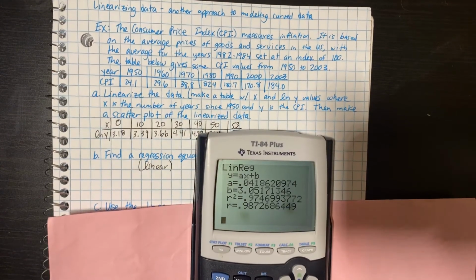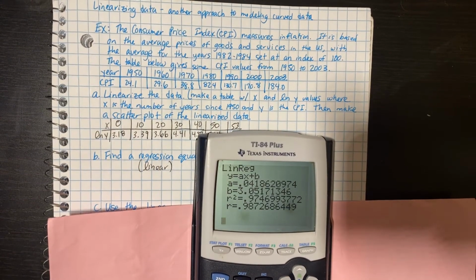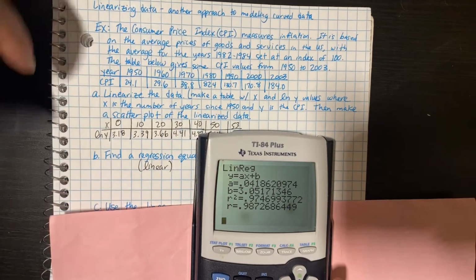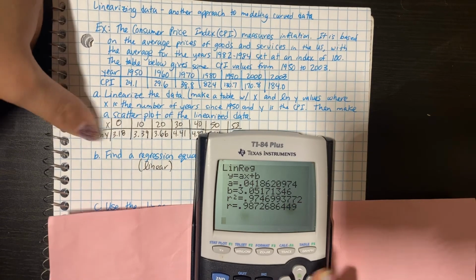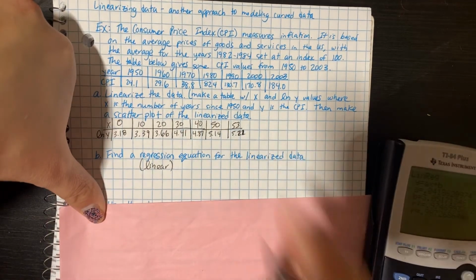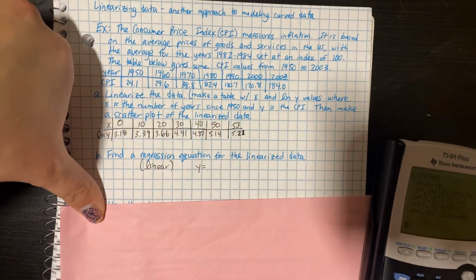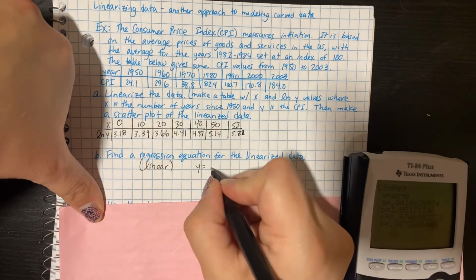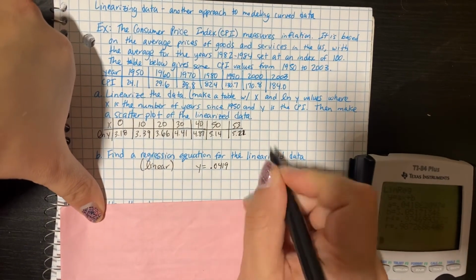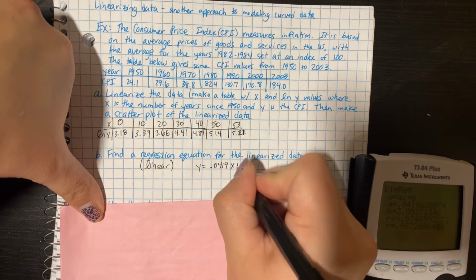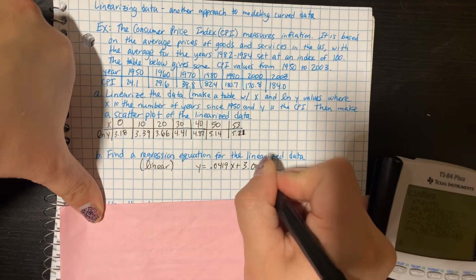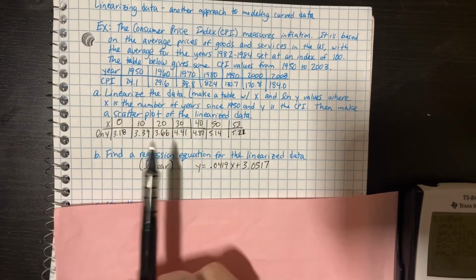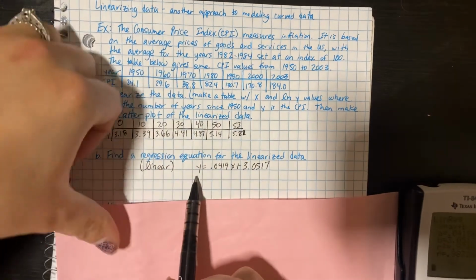All right, so it gives us this information. It looks just like the book. So to model ln of y, this is the equation we are going to use. Our linear model for the ln of y is 0.0419x plus 3.0517. Okay, but we're actually talking about ln of y, not just regular y.